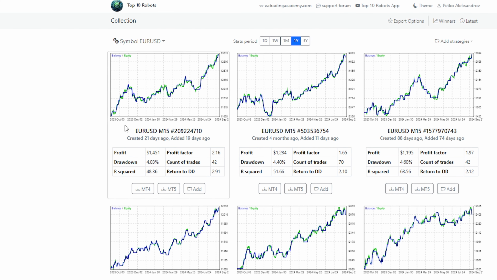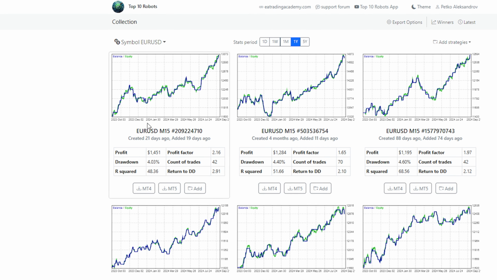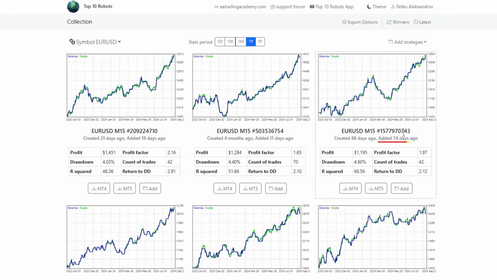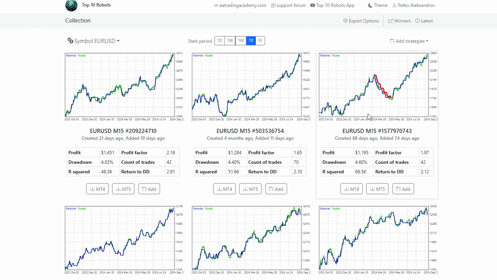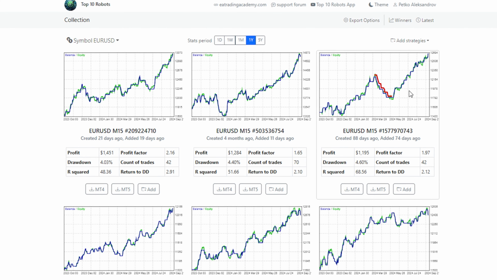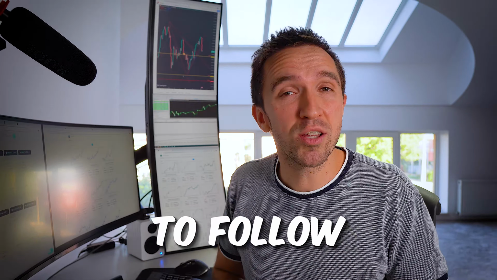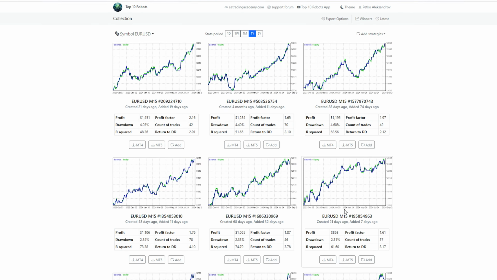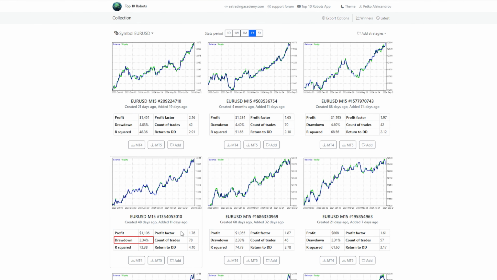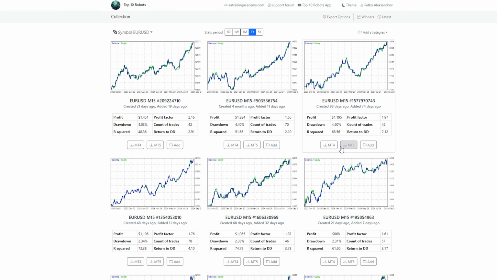But that's not enough. Rule number 2 is that I want to see a smooth backtest. For example, the third strategy was added 74 days ago, but there is this huge drawdown. This is not really a smooth equity chart, compared to these 2 or 3 strategies below. But because I always try to follow some rules, I will stick to drawdown lower than 3%. So the first strategy with 4.03 won't work for this live account.